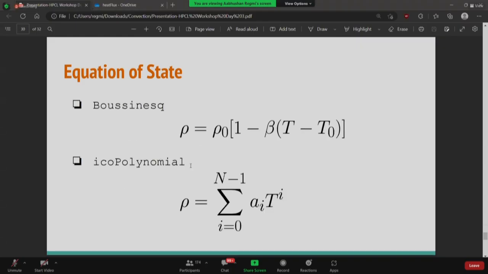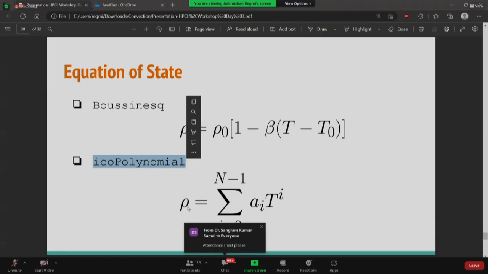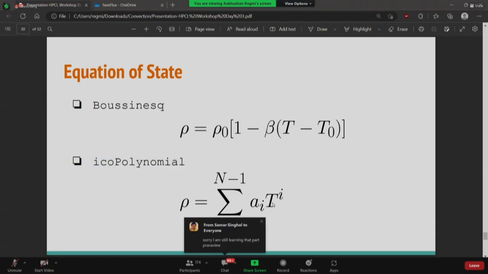And this is a Boussinesq approximation. In Boussinesq approximation, what we do is we assume that only density is dependent on temperature, while other properties of our fluid don't change with temperature. And the other is icoPolynomial. That is, density is a function of temperature. It is almost the same as Boussinesq approximation. Here also we say that other parameters don't depend on temperature, only density depends on temperature, and that dependence is based on some function that is a polynomial function.